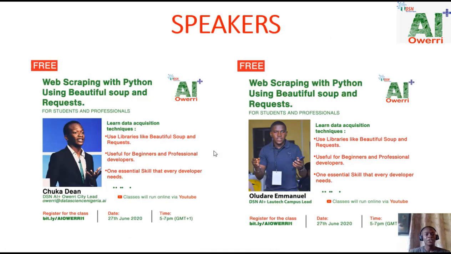So, let me give a little bit about myself. My name is Chuka Dean Eze Ogwine, and I'm currently the Data Science Nigeria City Lead for Owerri. So I'm interested in economics, finance, and computer science. All right, so what does DSN mean? DSN is simply Data Science Nigeria, a not-for-profit organization that aims to train over 1 million data scientists in Nigeria in 10 years' time.